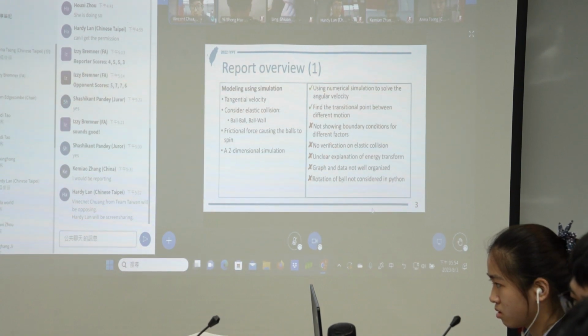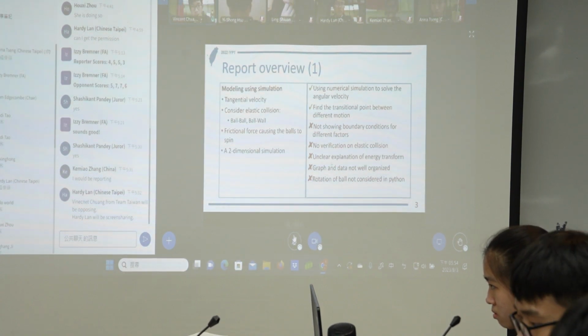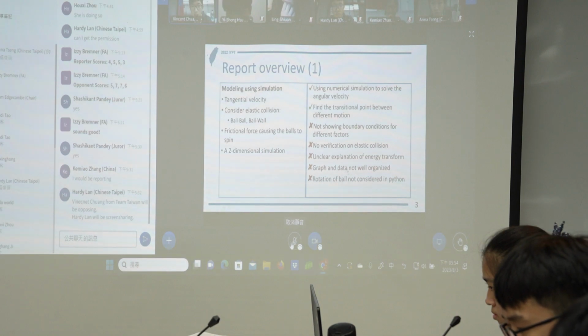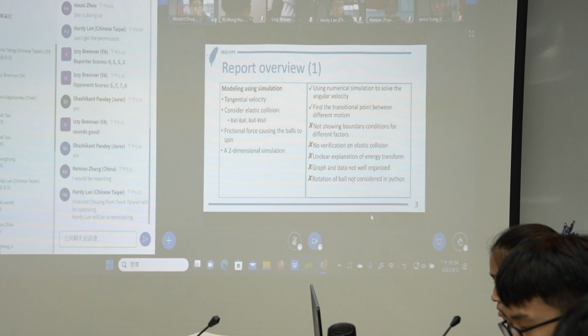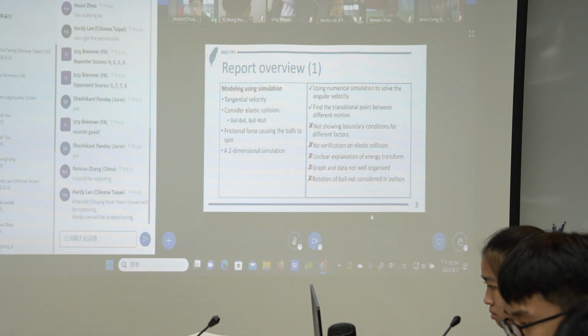However, according to this explanation, they didn't consider it in the simulation. So I believe the simulation is incorrect, and it needs to consider the self-rotation. That's not considered in their code.